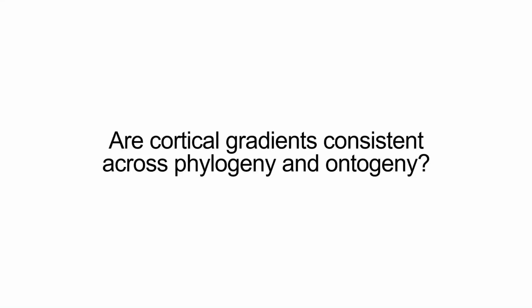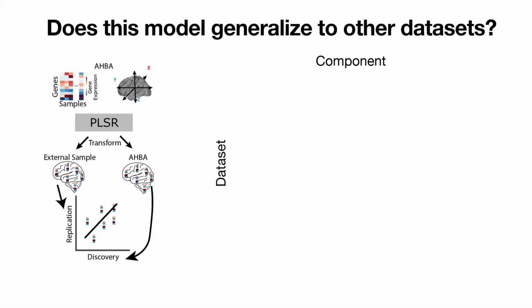If these were really organizational structures for development, we should see them across probably primate species, across development. In order to do that, we needed to make sure that they replicated in other data sets. This is very similar to what we just saw Richard present, where we have our PLS model that was trained in the discovery data set. We use that to transform different brain regions in our discovery data set and transform the same regions in the external data set, and then we simply correlate them to make sure they're similar.